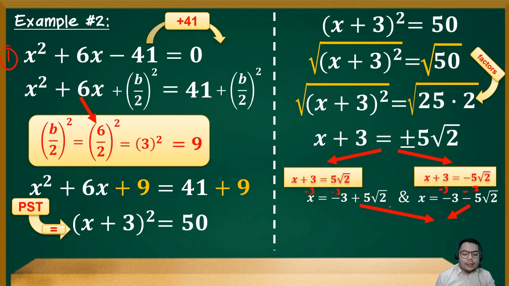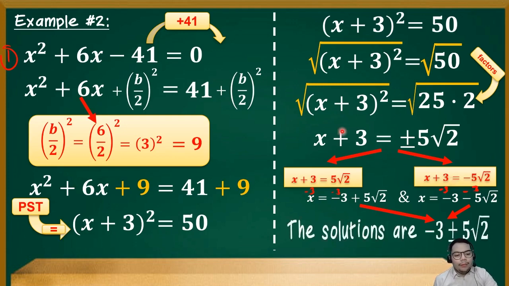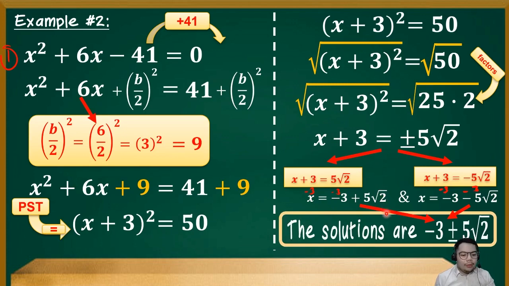As you notice, the two equations look the same. The only difference is that this one will be plus and this one will be minus. So we can combine them as one, just like what we have here. Our given solution will now be negative 3 plus or minus 5 square root of 2. I hope I'm not covering the answer. So that will be our answer. We just combined them because they only differ by plus and minus.